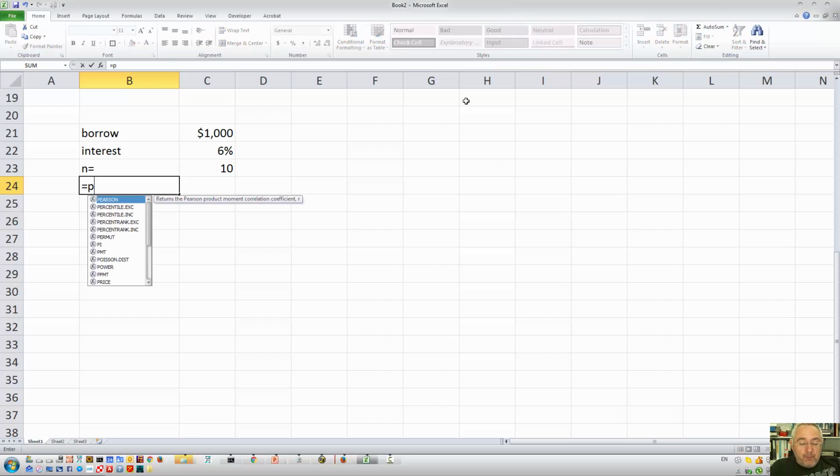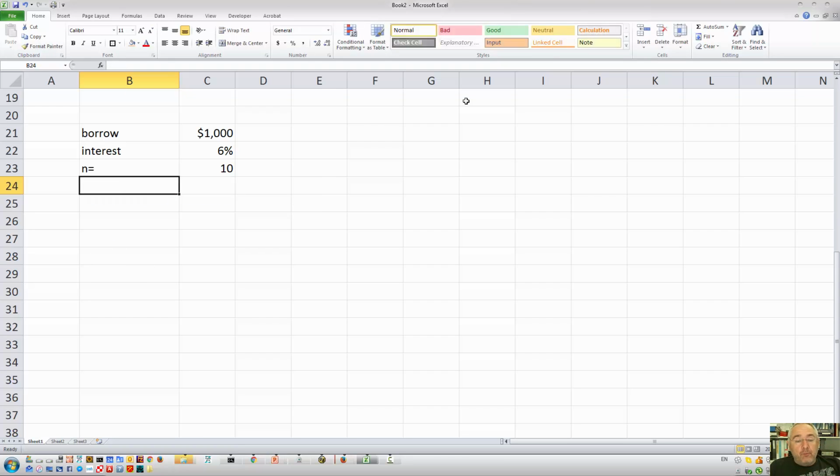Again, we're going to use the payment function. So the payment function is solving the present value formula. Remember, the present value formula was a complicated monstrosity. So working out present value if you've got payment and interest is easy. Working out interest or payment if you've got present value is not so easy. So we're going to be using the Excel function again.